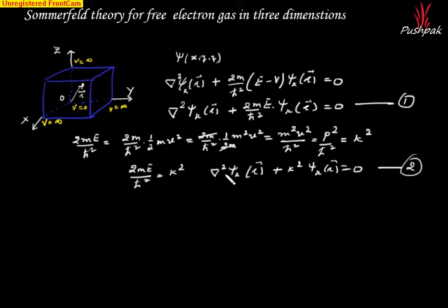Here this del square is the double differentiation, you can say curly 2 by curly x square plus curly 2 by curly y square plus curly 2 by curly z square. That means it gives you the partial derivative along all the three directions x, y and z. So that is del square. So we get now equation number 2, for this electron moving freely inside the metal body.